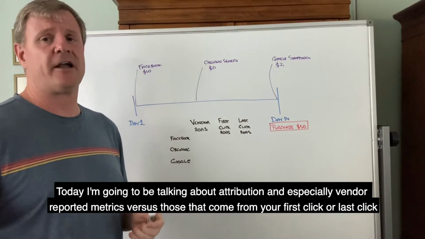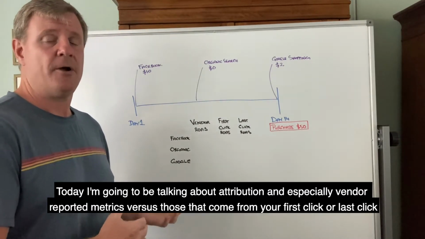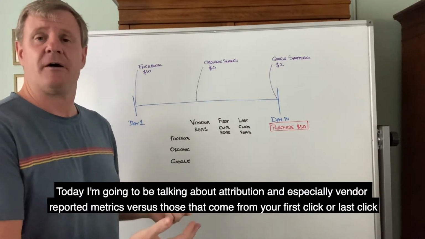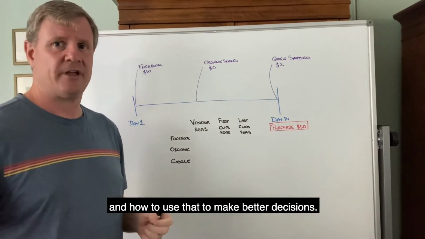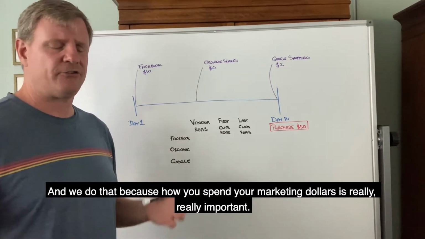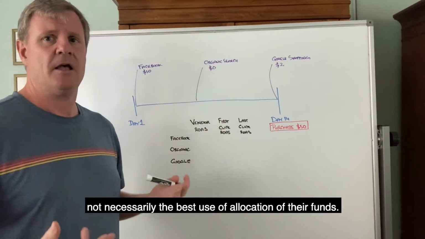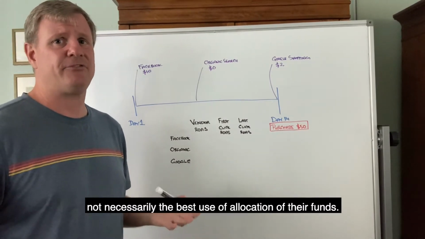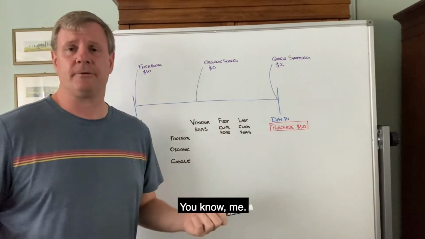Today, I'm going to be talking about attribution, and especially vendor reported metrics versus those that come from your first click or last click, and how to use that to make better decisions. We do that because how you spend your marketing dollars is really, really important. I see too many people relying on one metric and not necessarily making the best allocation of their funds. So let's take a typical consumer, me.